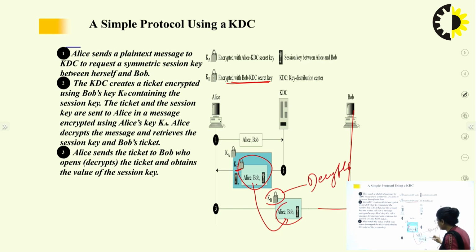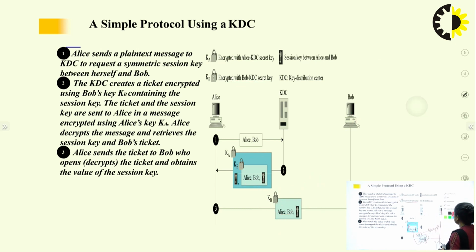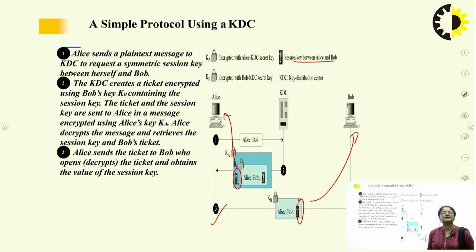And on decryption, Bob also gets to know that he is supposed to communicate with Alice, and the shared session key is known to Bob as well. So after the completion of the third step, Alice gets to know the shared session key. Bob also gets to know the shared session key, and once the shared session key is known, both of them can start communicating by doing the encryption and decryption using this particular key.